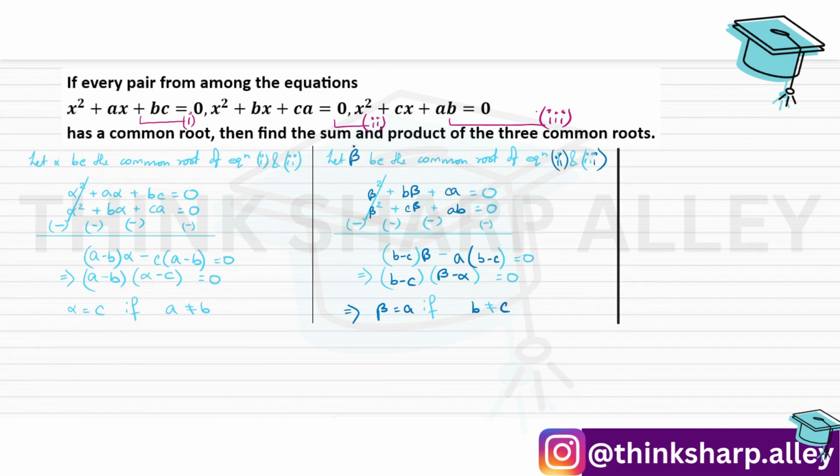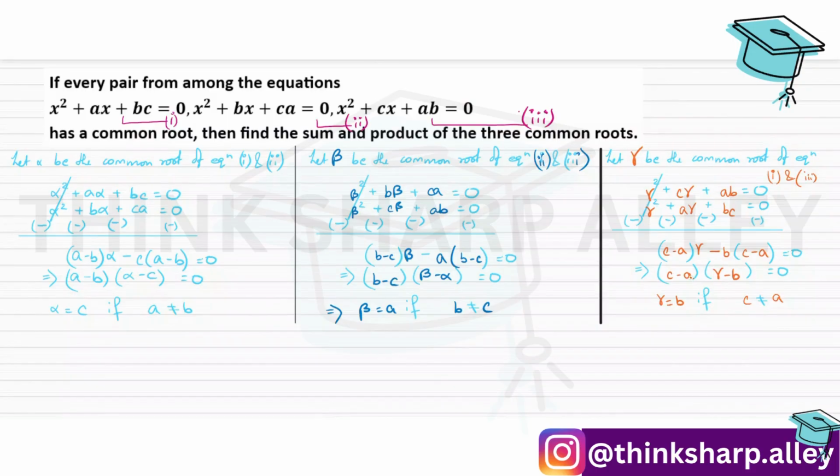Similarly, if we take beta to be the common root between equation 2 and equation 3, we get beta equals a if b is not equal to c, and gamma equals b if we take gamma to be the common root of equation 1 and equation 3. So alpha plus beta plus gamma, that is the sum of the 3 common roots, is equal to a plus b plus c. Sounds perfect, but let's test it.